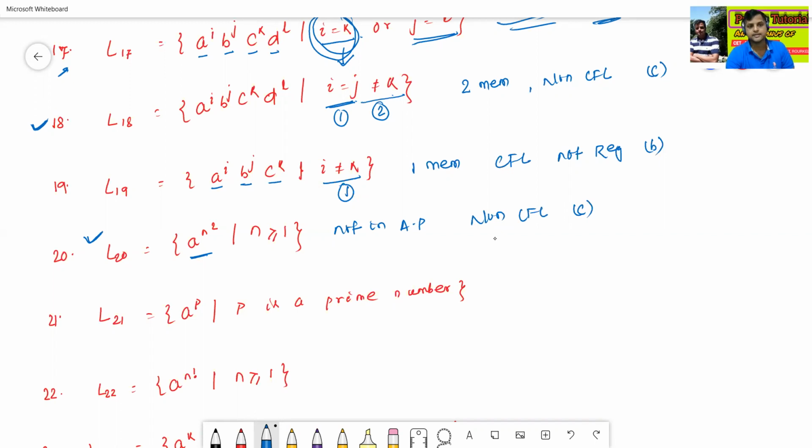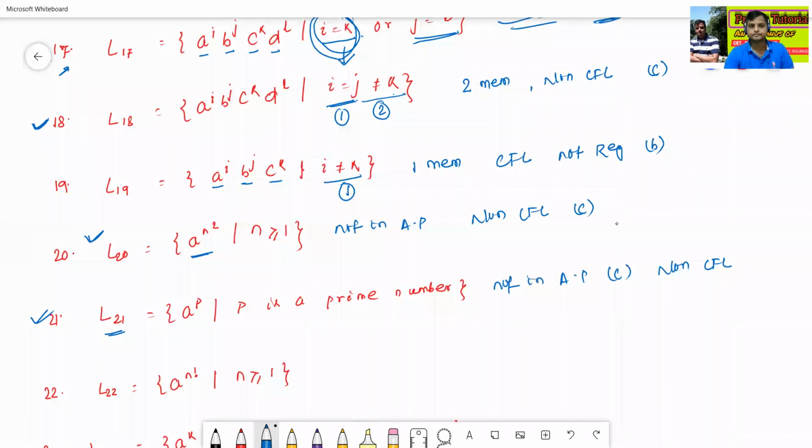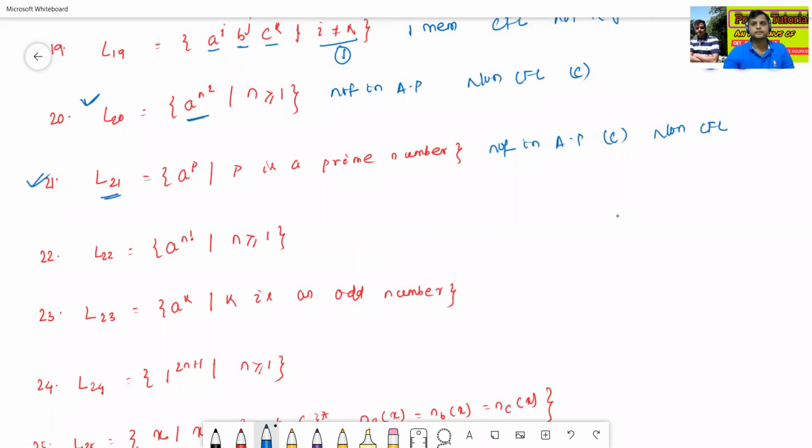Then 21, L21, where p is a prime number. It is also not in AP, so this language is option C, non-CFL. Okay, next one: a to the power n factorial. It is not in AP, and since it is not in AP, this language is non-CFL. Non-CFL means option C.